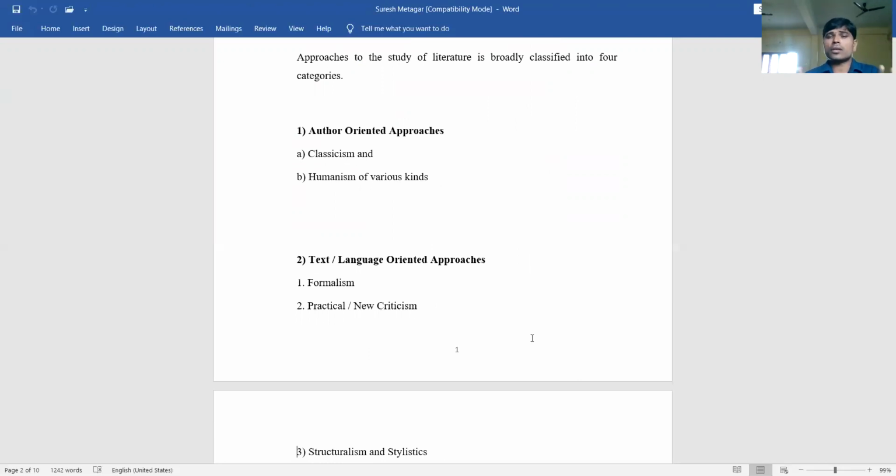The author-oriented approach gives more importance to the author. Whatever criticism or evaluation of a text is there, they give more importance to the writer. They analyze on the basis of the writer's intention, the writer's experience, the writer's social conditions, political conditions, and so many things. The whole criticism revolved around the writer. Humanism means universal values or truth. Such universal values were searched for in a text, and those universal values were again conveyed by the writer. So that is the author-oriented approach.